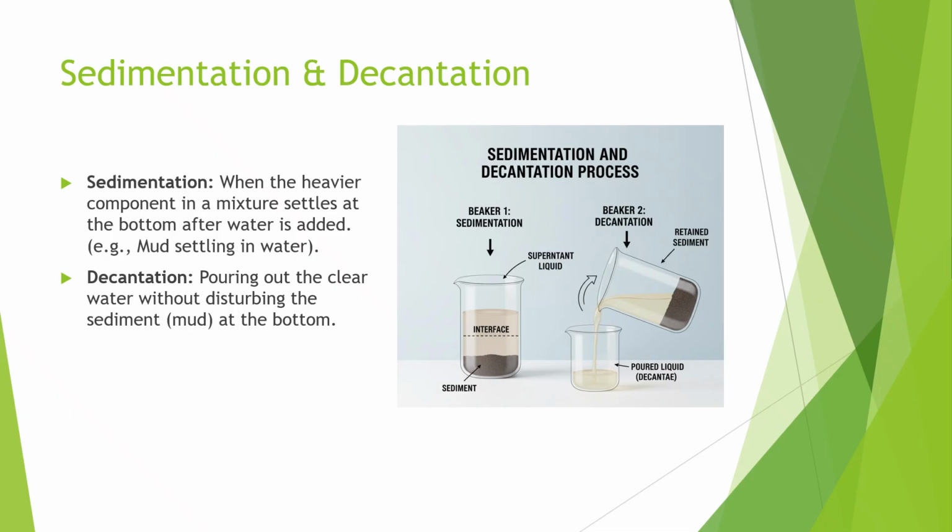Now, what if we have a mixture with water, like muddy water? First, we do sedimentation. We pour water into the mixture and let it stand still. The heavy mud settles at the bottom. This settling down is called sedimentation. Next, we do decantation. We slowly pour out the clean water from the top without disturbing the mud at the bottom. This is decantation.